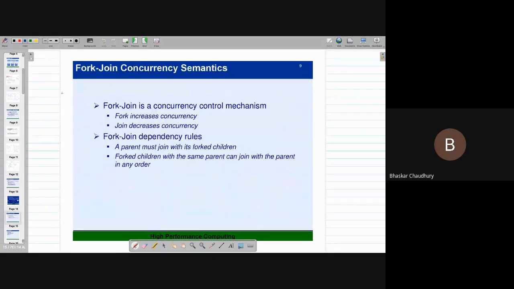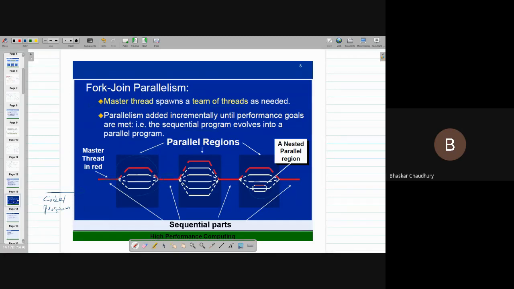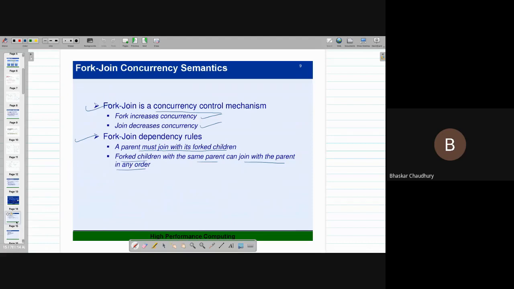if we have to summarize whatever we have discussed, fork join is a concurrency control mechanism. Fork increases concurrency, join decreases concurrency. Fork join dependency rules: a parent must join with its forked children, and forked children within the same parent can join with the parent in any order. So this is another important point. Anyone can join in any order. First thread one can come, then thread four, then thread three. But finally, they have to join. Once they join, the master thread can go ahead. So everyone has to wait there. There is a kind of implicit synchronization at this point, the join point. Okay.